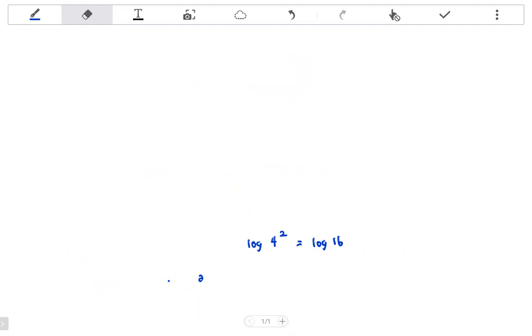So the next thing we covered is the change of base rule. Change of base rule. Let's try log 2 of 1234.